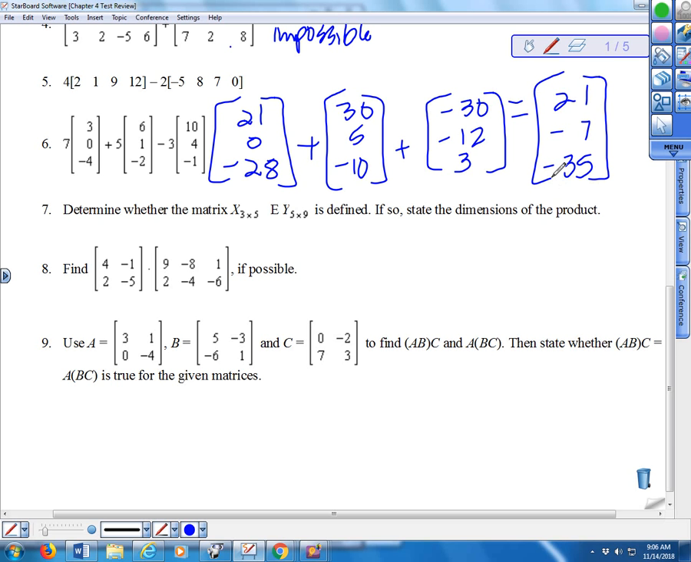Just be really precise with your numbers. Make sure that you've remembered to multiply by the negatives when they're negative. You should be fine. These are easy, but there's lots of places for little errors. So just be really careful on your math.